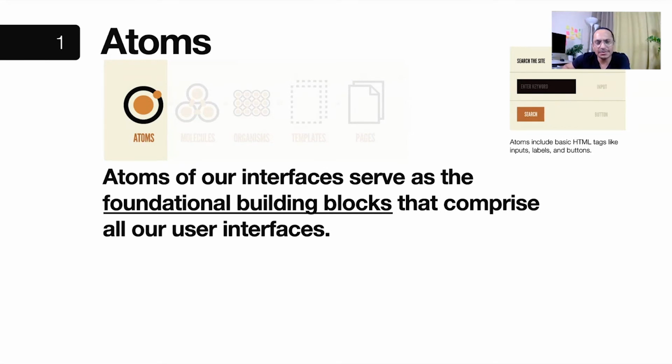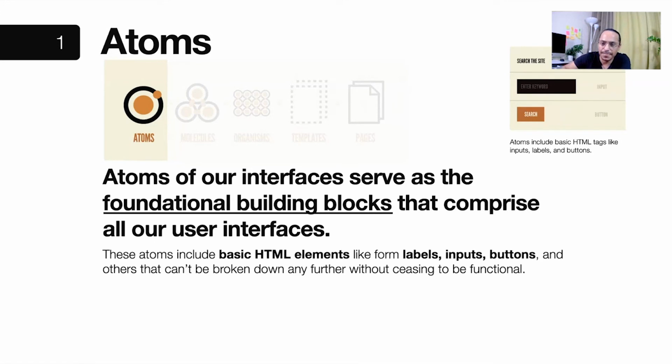Atoms of our interface serve as the foundational building blocks that comprise all our user interfaces. This is the smallest part of the component of the page. These atoms include basic HTML elements like form labels, inputs, buttons, and others that can't be broken down any further without ceasing to be functional. Check on the right: this "search this site" is a label, right? Similarly, "enter the keyword" is a label. Search is a label or a button, right? These are the smallest elements of the whole page.